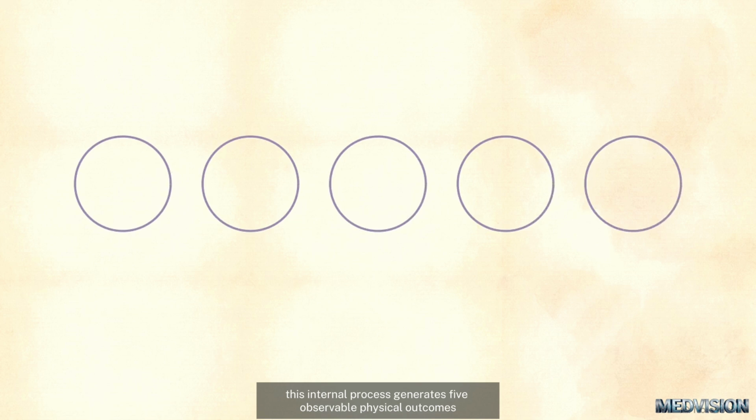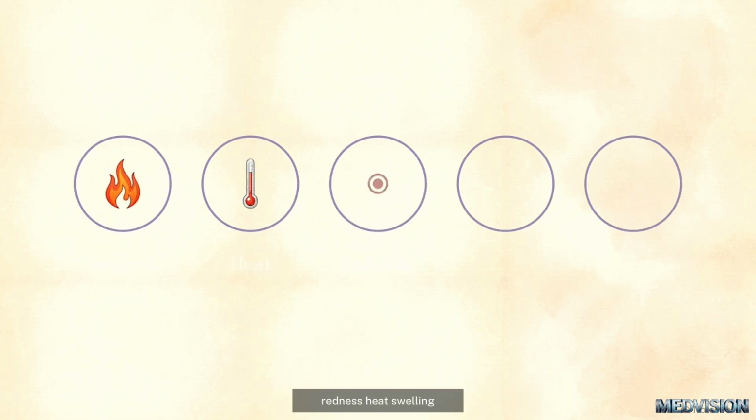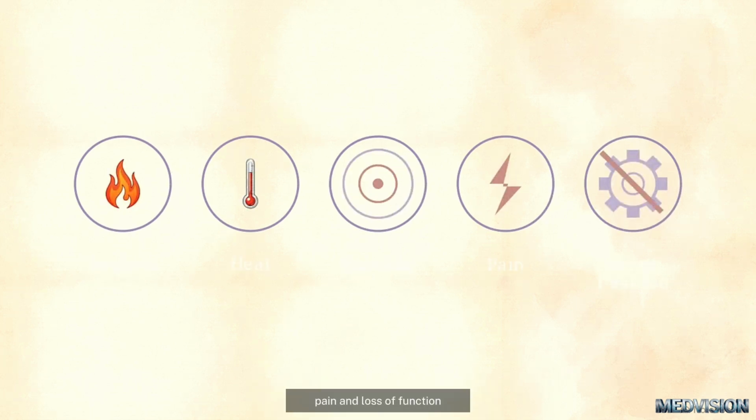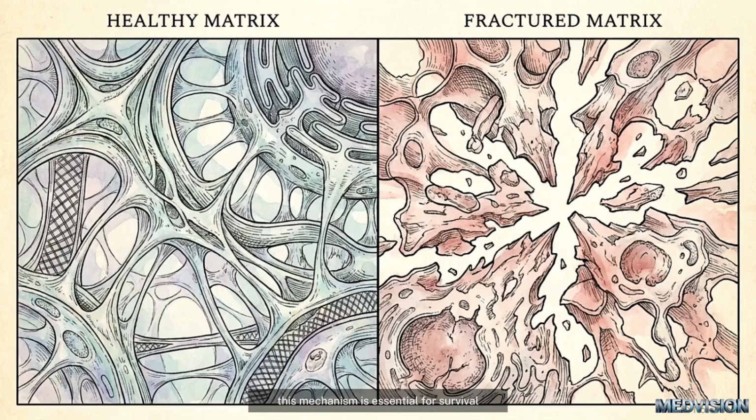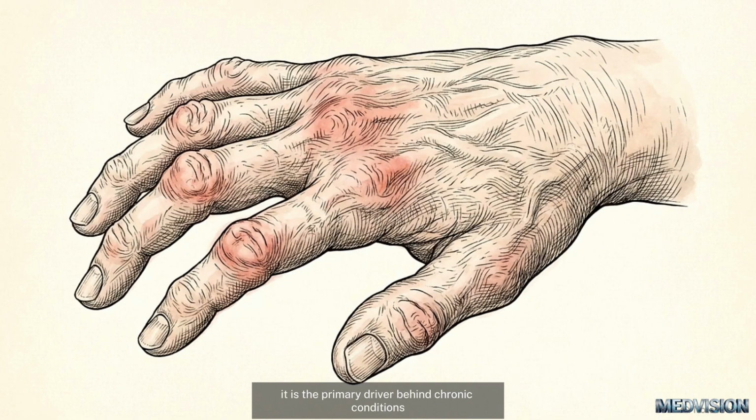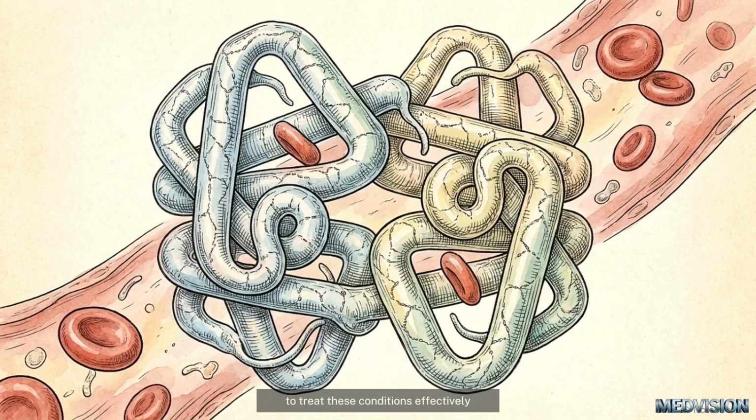This internal process generates 5 observable physical outcomes: redness, heat, swelling, pain, and loss of function. This mechanism is essential for survival, yet its unregulated persistence destroys healthy tissue. It is the primary driver behind chronic conditions, ranging from rheumatoid arthritis to atherosclerosis. To treat these conditions effectively, we must map the entire sequence, starting with the initial molecular trigger.